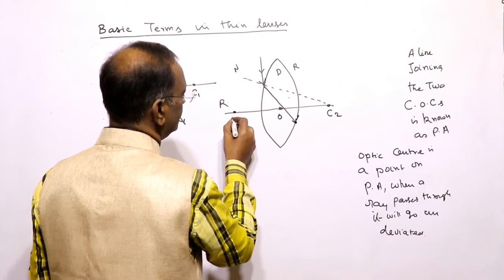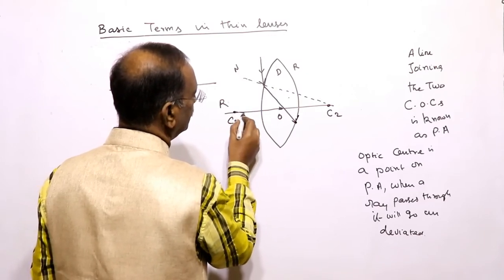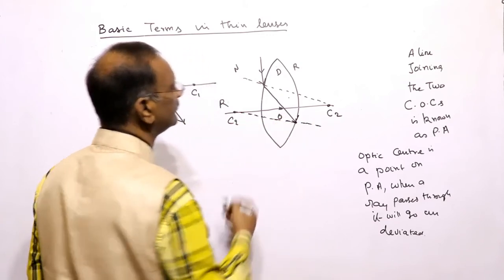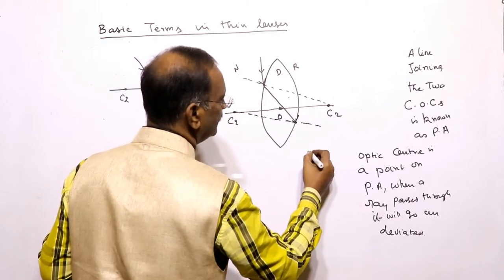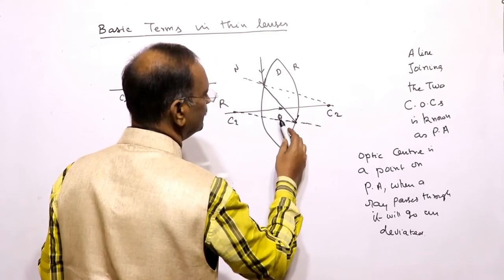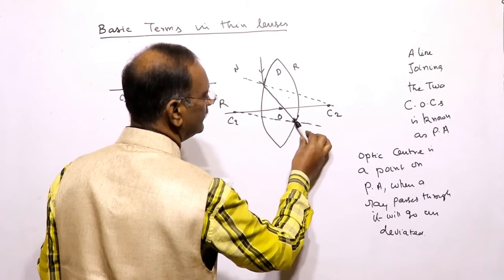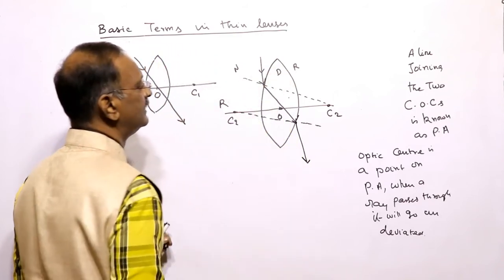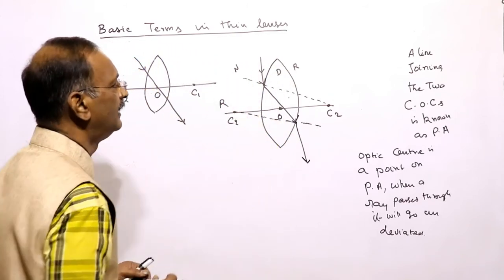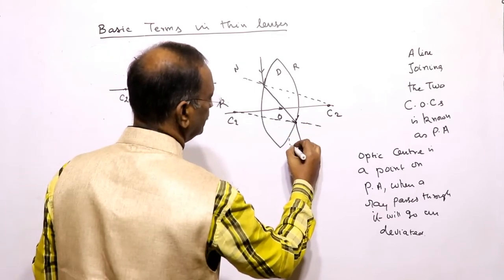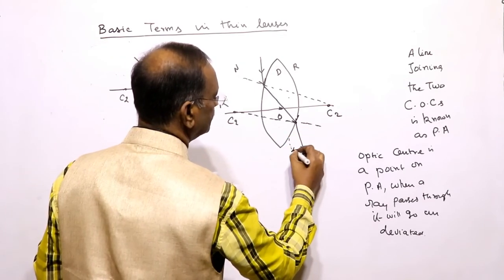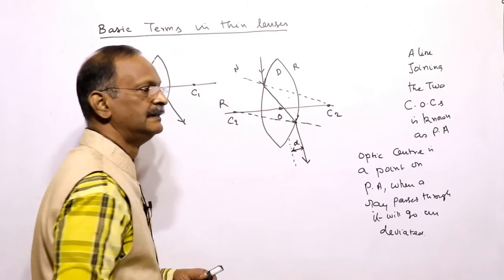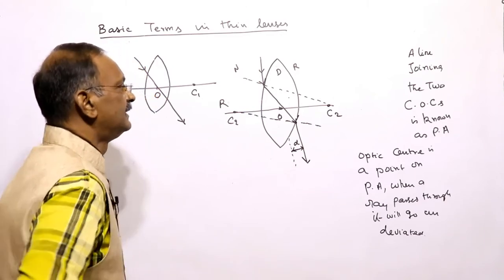For this surface, this is C2, and we draw the normal at the point of incidence with the center of curvature. Then the ray, instead of going like this, will move away, because it is going from denser to rarer. So instead of going like this, it will bend away, and it will be parallel to the incident ray. The emergent ray will be parallel to the incident ray, but it will come like this. There will be a lateral shift between the incident ray and emergent ray. This is due to the thickness of the lens.